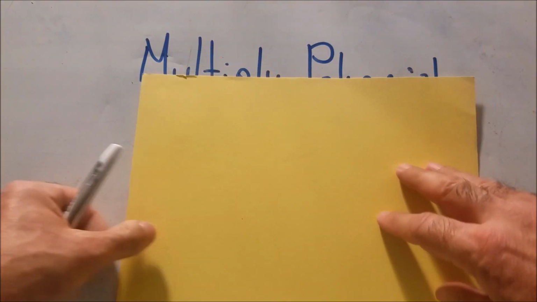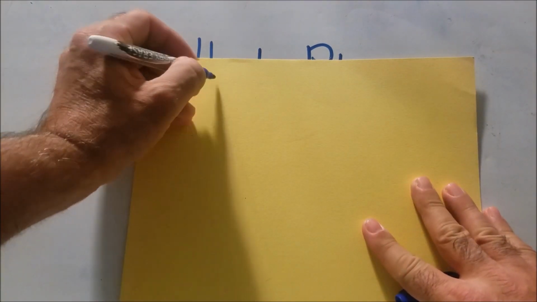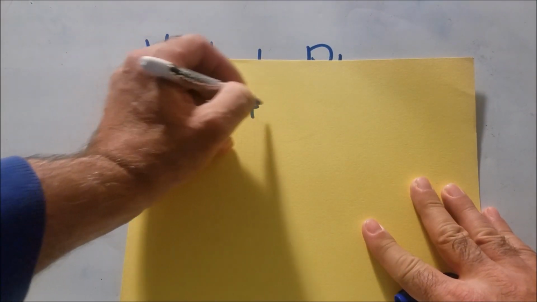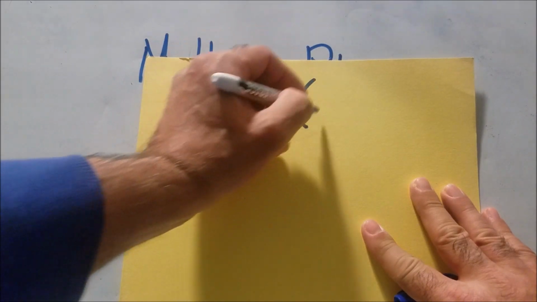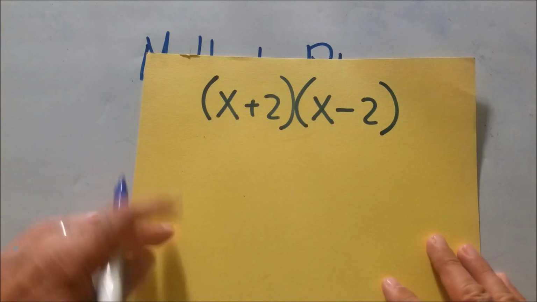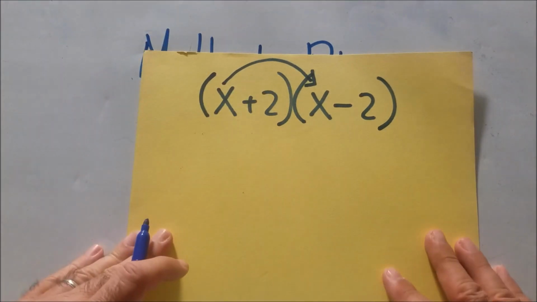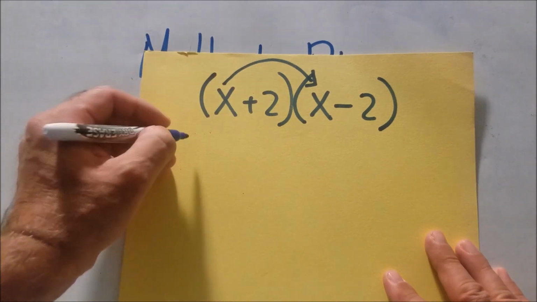All right, so let's make two binomials. What if I had x plus 2, and then we had x minus 2? Let's not do anything right now. We're going to multiply the first term by the first term. And x times x is x squared.